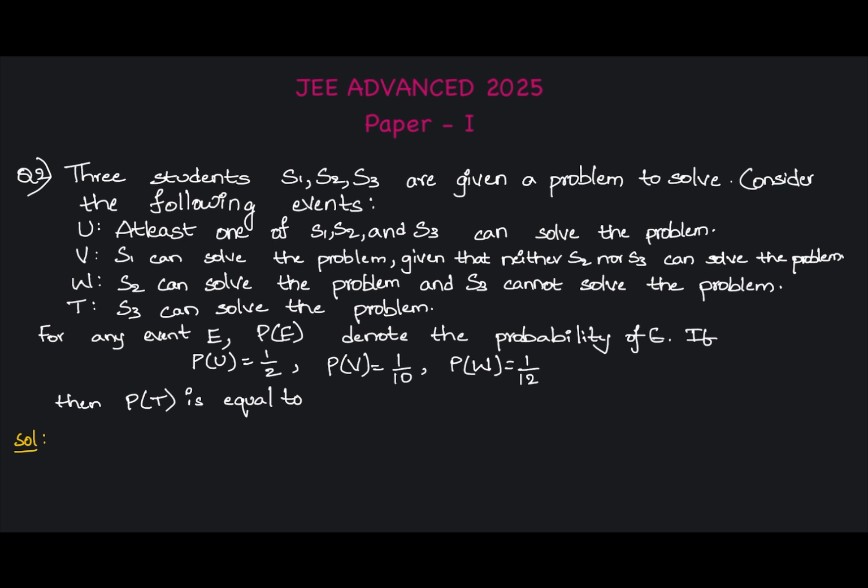And we have probabilities, which is P of U equal to half, P of V equal to 1 by 10 and P of W equal to 1 by 12. We need to find the value of probability of T. Now let us assume the probabilities of S1, S2 and S3 are X, Y and Z respectively.